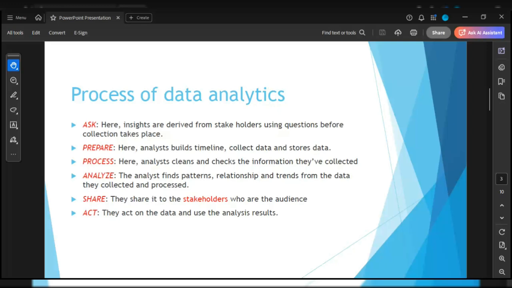And that process is process. In the process, we talk about cleaning the data, checking that the information you've collected is in alignment with the objective of your analysis. Here, you will hear the word data cleaning. You will hear the word data analysis. You will hear the word data transformation. You will hear the word data wrangling. All these fall into the process of data analytics.